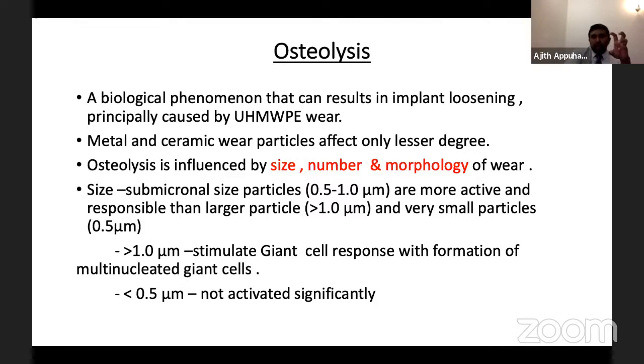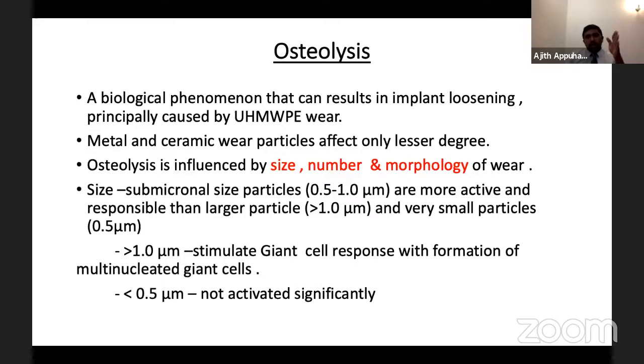This osteolysis is influenced by three main factors: size of the wear particles, number of wear particles, and morphology of the wear particles. You need to know those; they are MCQ points.